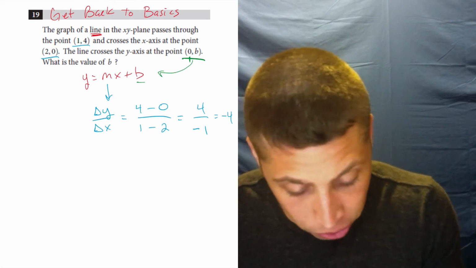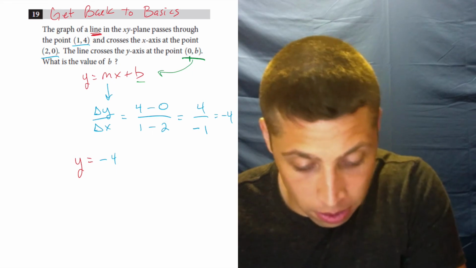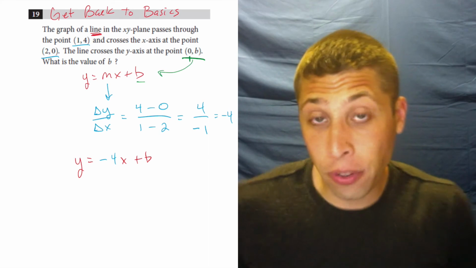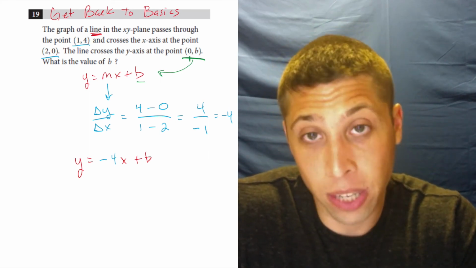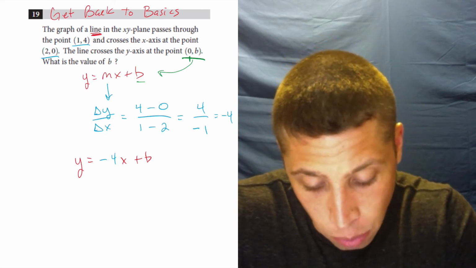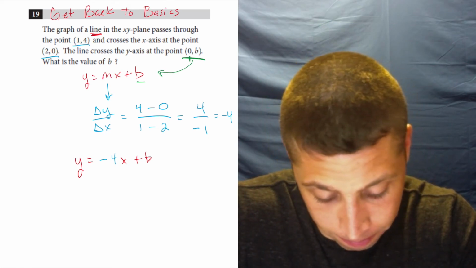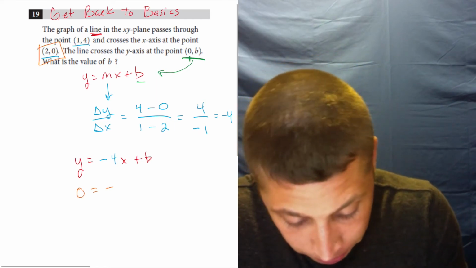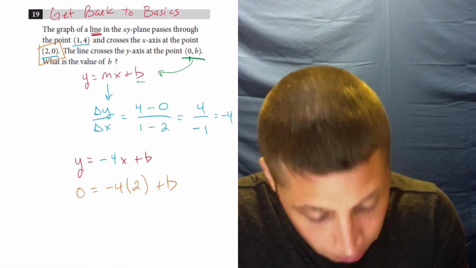So rewriting this equation, now we've got y is equal to negative 4x plus b. So I can solve for that b if I have an x and a y. And I've got two sets of them, right? That's what those points are. Yeah, I already used them, but I can use them again here. So what would I do? Do I have a favorite? Let's do the (2, 0). So 0 is my y, negative 4 is my slope, 2 is my x, plus b.